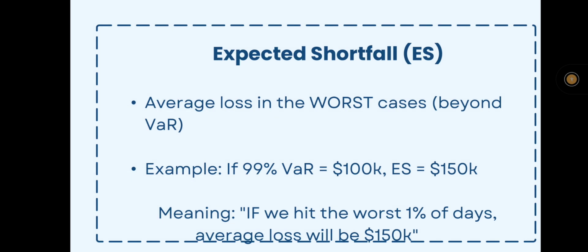Now, expected shortfall, or ES. ES answers a different question. If things go badly, meaning we are in the worst 1% scenario, what's our average loss going to be? Using our previous example, if your 99% VaR is $100,000, your ES might be $150,000. This means that in those rare worst case scenarios, your average loss will be around $150,000. ES looks beyond the threshold and tells you about the tail.